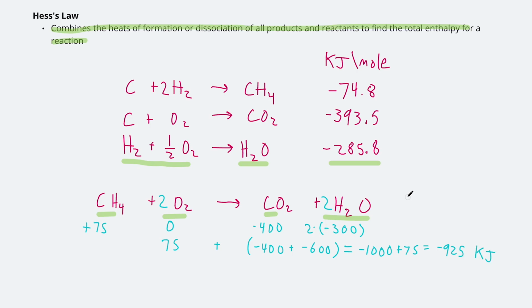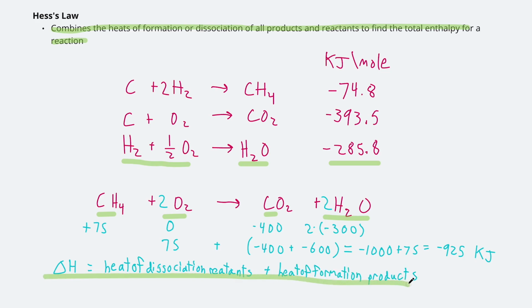So overall, what we found was that the delta H for this reaction was equal to the heat of dissociation of the reactants plus the heat of formation for the products. You can follow this equation that we have written, and you just want to be really attentive to the values that they give you and make sure you're clear on whether they gave you the heat of formation or the heat of dissociation, so that you can flip the sign whenever it's needed.